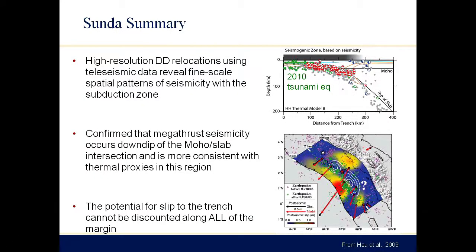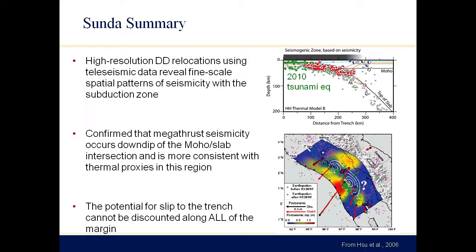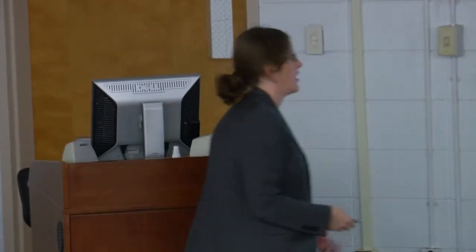But some take-homes, most of which I did not prove because I removed so many slides. Essentially, high-resolution double difference relocations using the teleseismic data are revealing really fine-scaled spatial patterns of seismicity associated with the subduction zone. So again, this just goes back to using newer techniques with the available teleseismic data to start to get the more detailed images that you can get using expensive onshore-offshore experiments.